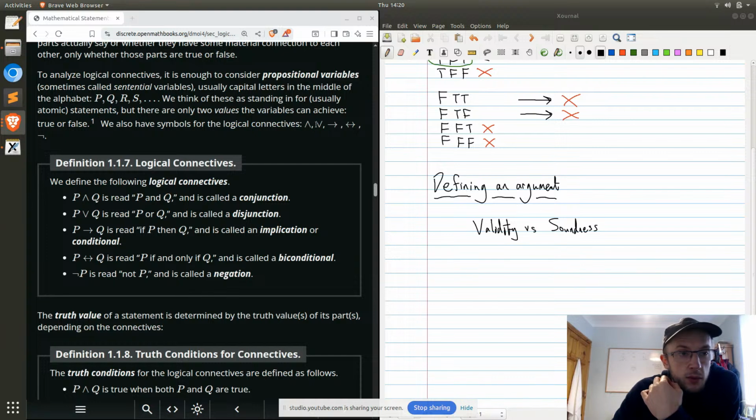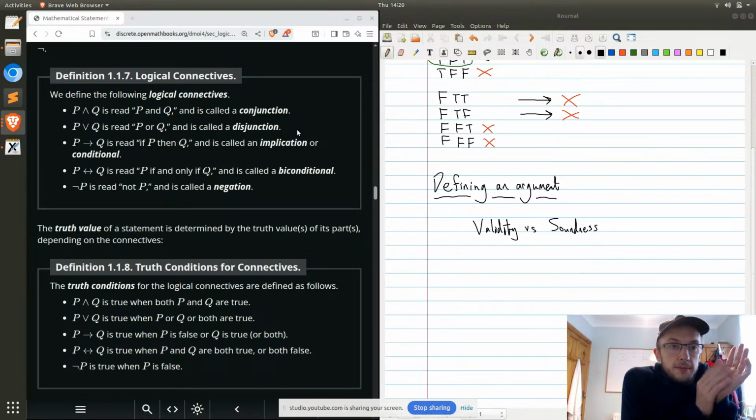Wedge. What's this upside down V? What's this V called? I think it's called vel, right? But the implication arrow, the biconditional arrow, and the negation sort of symbol here. I don't know what the actual precise names are of the symbols, but I know what they're talking about.